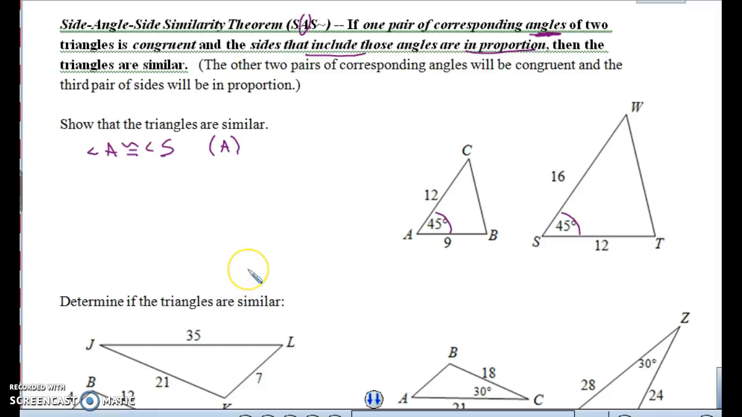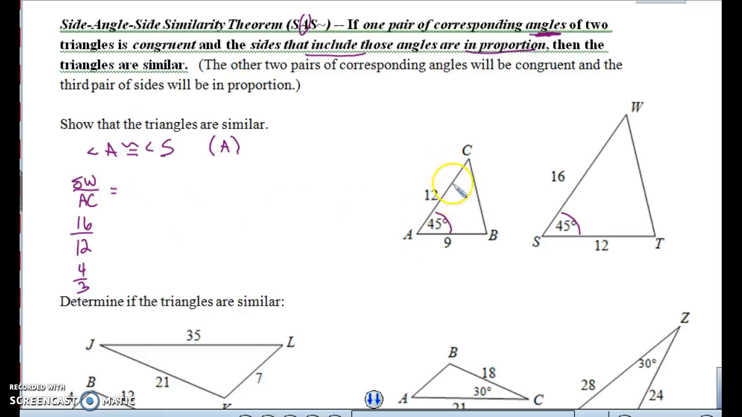Now, the two sides that we need to be in proportion have to be on either side of the angle. All right, so let's take a look at AC and SW. They would correspond on this side of A and S. All right, so let's compare. SW is to AC. The ratio of SW to AC is 16 is to 12. And when we reduce that, that is the ratio of 4:3.